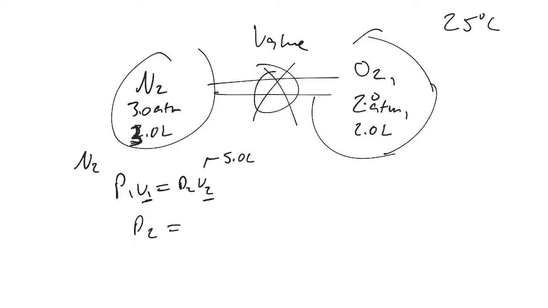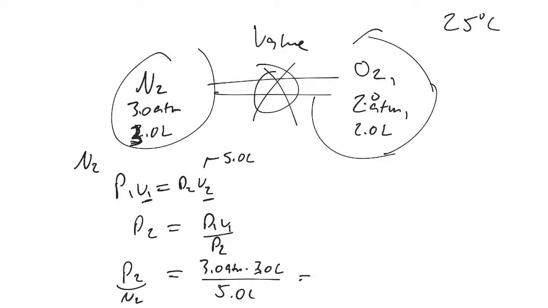So we could calculate our new pressure for the N2 to be P1 V1 over V2. That would be equal to 3 atmospheres times 3 liters, divided by the new volume of 5.0 liters once we open the valve and allow the gases to spread out and expand into the new volume. So this is the pressure of our N2 gas after the expansion. That would be 9 divided by 5, which is 1.8 atm. So that's the pressure of nitrogen.